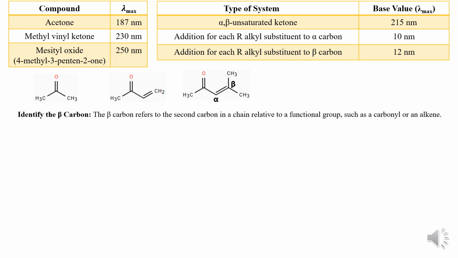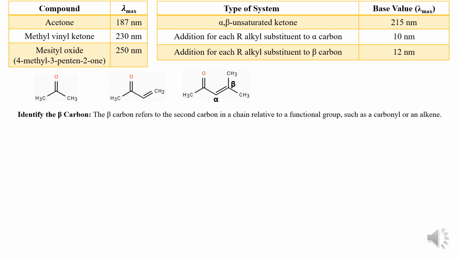And how do we theoretically calculate the lambda max for a conjugated system, that is, a conjugated carbonyl system? Now let's try and calculate the lambda max for mesityl oxide, which is a conjugated ketone. Now the base value for an alpha beta unsaturated ketone is 250 nanometers. This is as per the Woodward-Fieser rules. As per the Woodward-Fieser rule, for any conjugated system where you find the presence of an alpha beta unsaturated ketone, like in the case of mesityl oxide, you assign a base value of 250 nanometers.